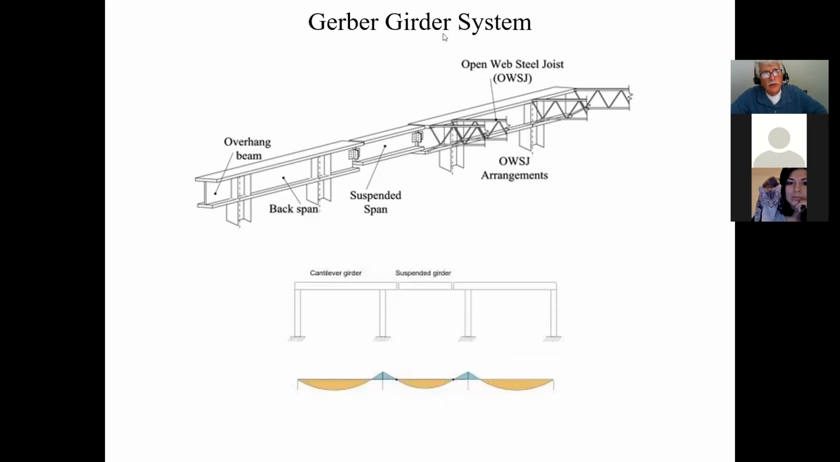Now, something else I want you to notice here. See these things? These are knee braces, okay? We talked about this a bit when we were going over the open web steel joist catalog. We will be doing this, and I will repeat this, because what this does is it helps to provide the lateral support to the negative part of the beam, okay?